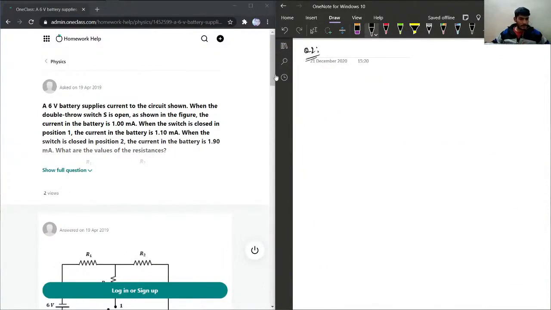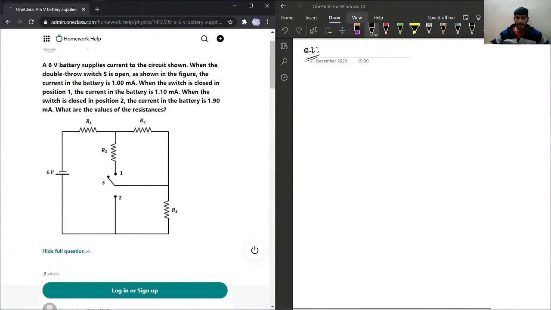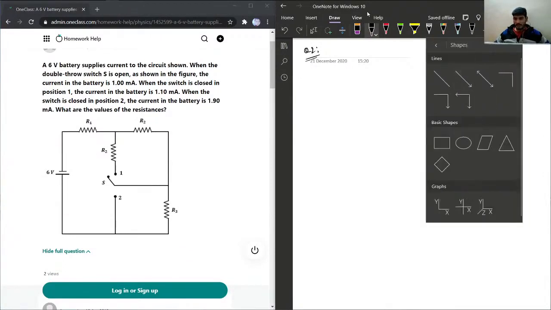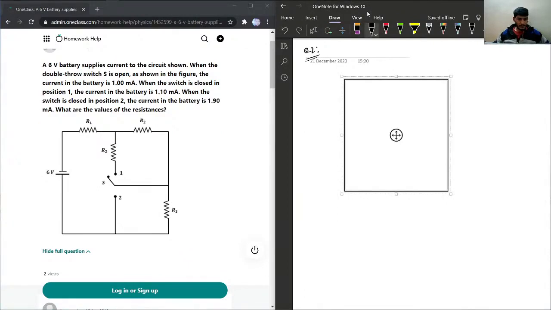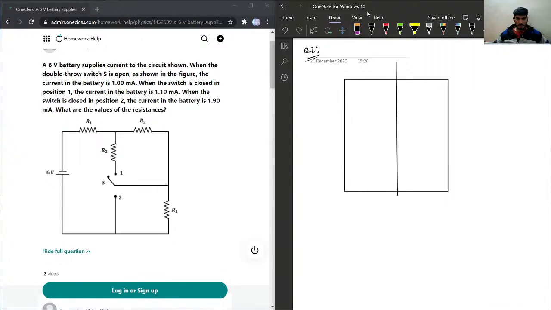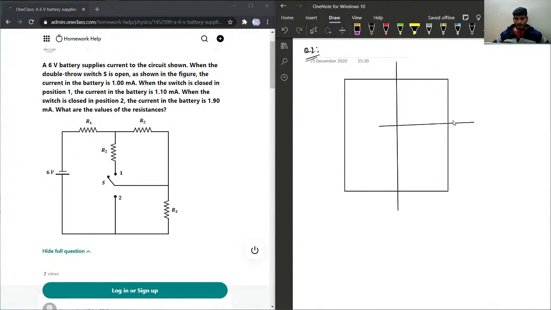Now we have question number two. So we have been given this circuit, so I'll just quickly draw this circuit. For this, I will take this kind of shape, and we have one line from here and one from here. So shapes, one line from here and one from, let's say, here.